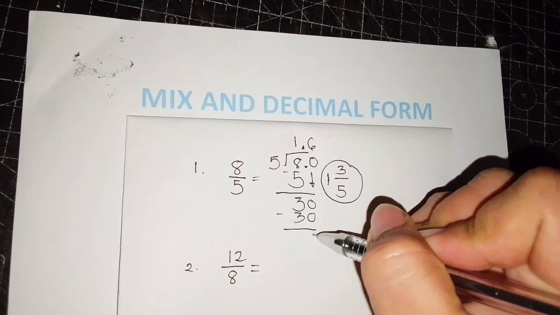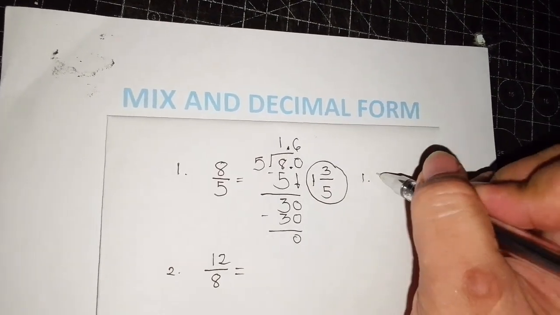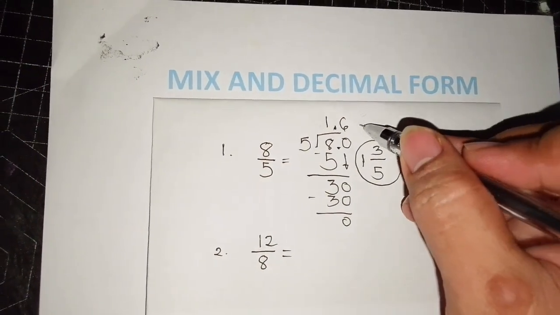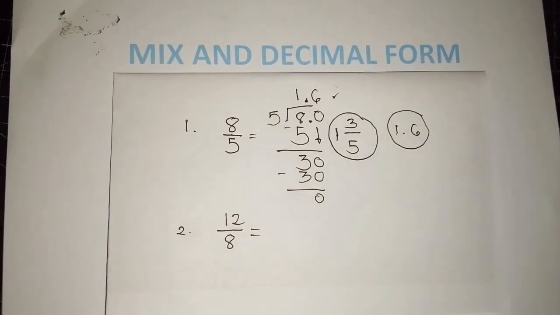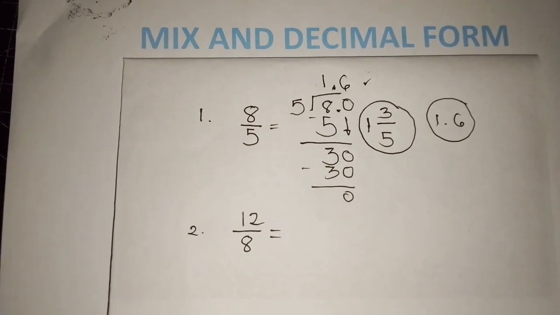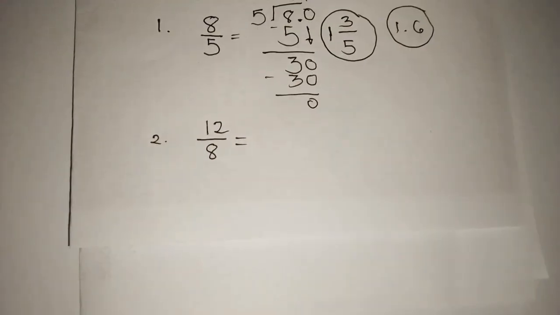So the question is how many 5 are there in 30? So 6. And 6 times 5 is 30. And getting the difference, the remainder is 0. So as you can see, the quotient is 1.6. So that was the decimal form. Alright, so that's it. And we tried this number 2 problem.